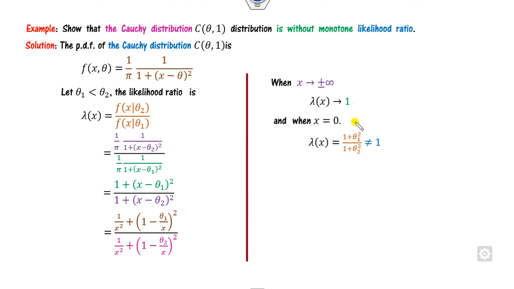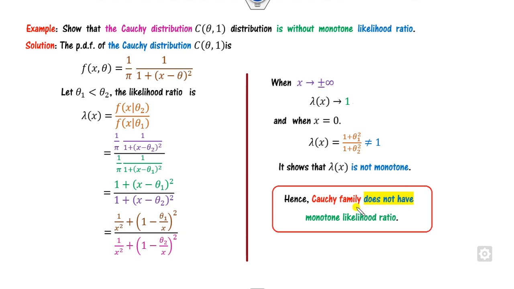So what is the meaning of that? The function is not monotone. Once it's not monotone, it means the Cauchy family does not have a monotone likelihood ratio. And once it is not a monotone likelihood ratio, it means the UMP test does not exist for this problem, for this testing of hypothesis.